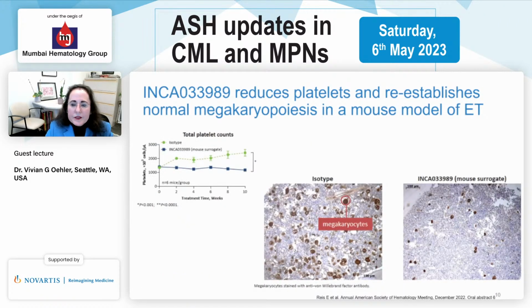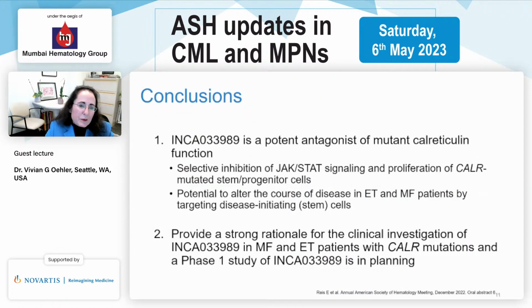In the last part of the presentation, they examined the impact of the antibody in a mouse model of essential thrombocythemia. They found that platelet counts and numbers of megakaryocytic progenitors were decreased in mice receiving the antibody. And we know that megakaryocytes are important in MPN pathology and are drivers of myelofibrosis. So in conclusion for this interesting presentation in the plenary session, INCA 033989 is a potent antagonist of mutant calreticulin function. And these data provide a strong rationale for the clinical investigation of 33989 in MF and ET patients with CALR mutations, and a phase 1 study of this agent is currently in planning.